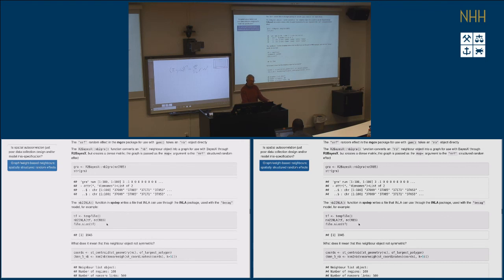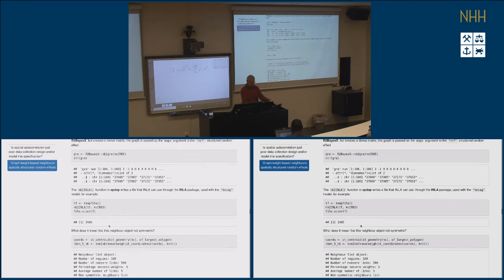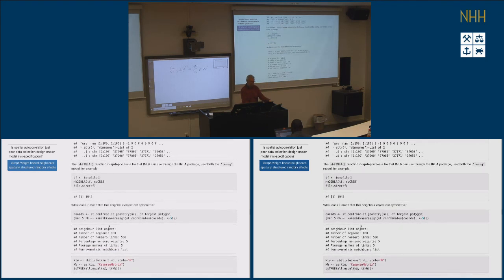models is so that the representations which are used by other packages are supported either by them themselves or by SPDEP. The same thing applies with the ade4 family of packages, adespatial and adegraphics, where again there are relationships between the way they handle neighbors and the way SPDEP handles neighbors, so that you can move the neighbor objects backwards and forwards. It's not a particular challenge.